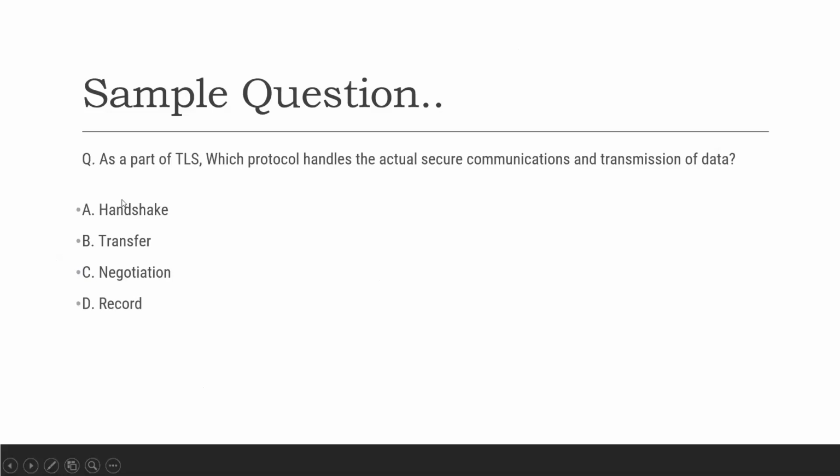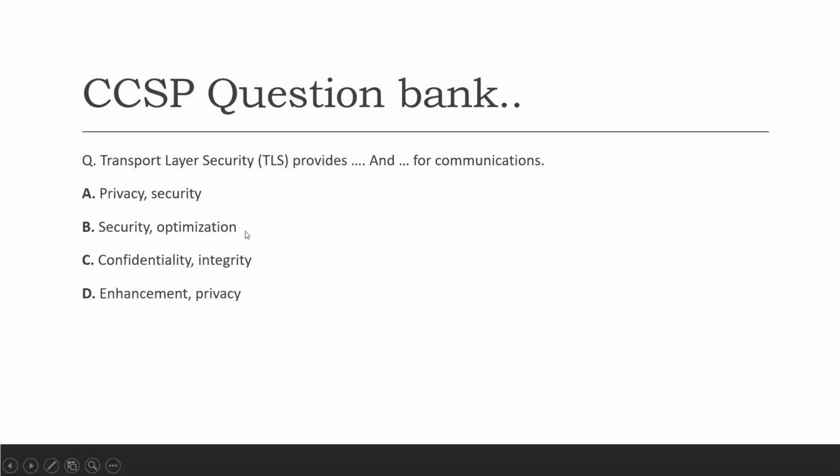Okay. There is no negotiation keyword here. Handshake and record, those are keywords. Next question to Abhishek now. Transport layer TLS provide... C, confidentiality and integrity. Correct.